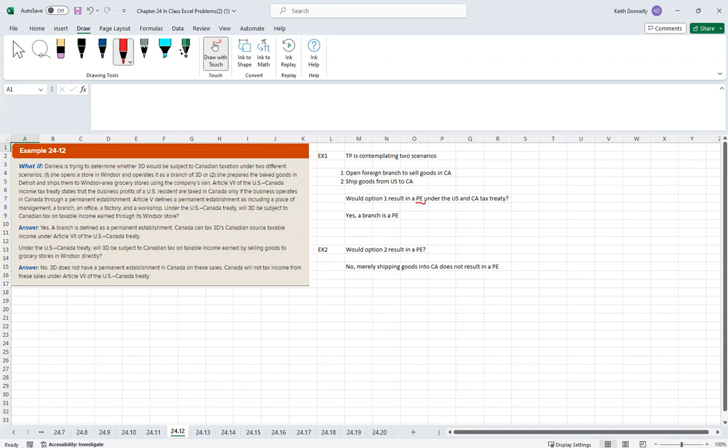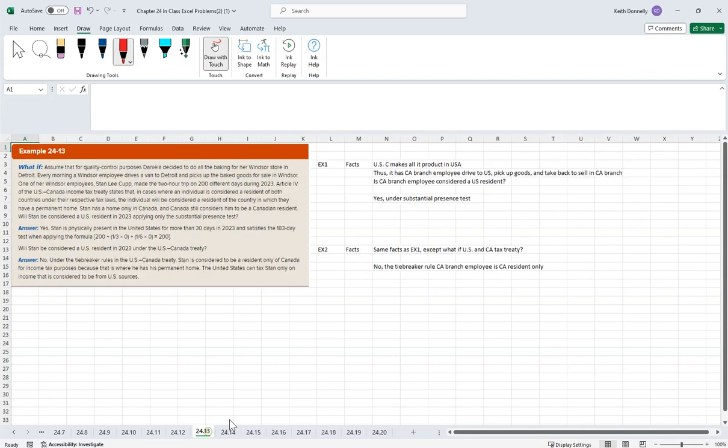This one here, they're talking about a permanent establishment. Well, if you open a branch in a foreign country, that's going to probably rise to the level of being taxed there under a treaty. If you just were to ship goods from overseas, say we ship it here to Italy, probably not enough to be subject to Italy taxation. In other words, that doesn't constitute a permanent establishment.